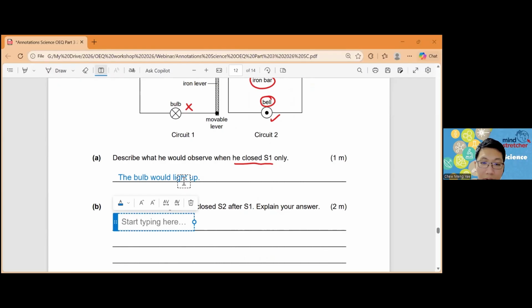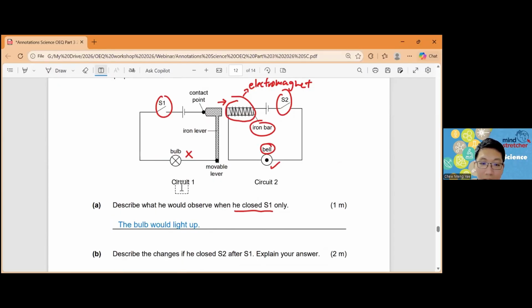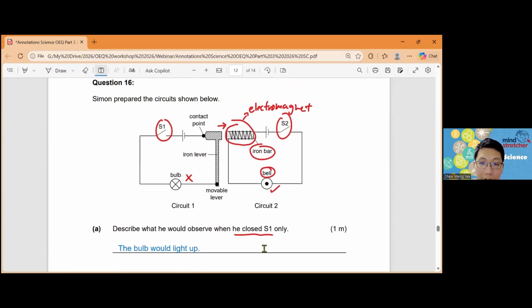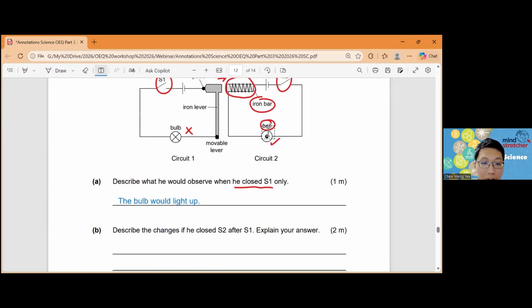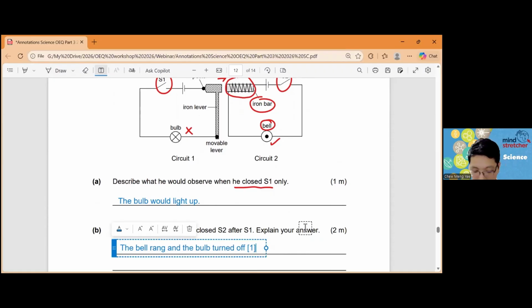But they ask for what? Describe the changes. I've already told you that the bulb will turn off, so these are the changes. I answer the question first. The bell rang, and the bulb turned off. So this is the first part. Describe the changes.